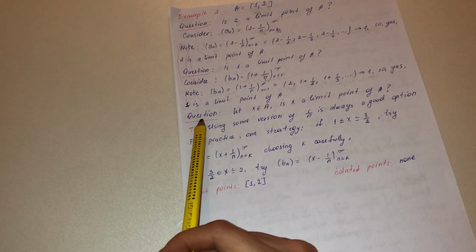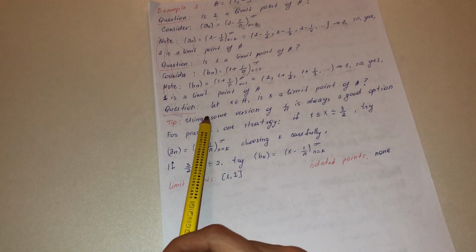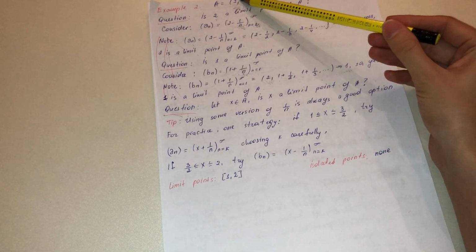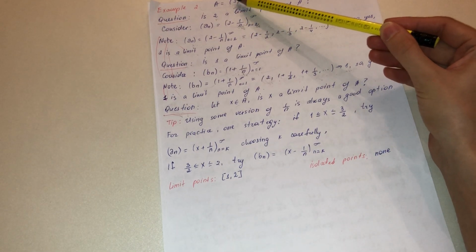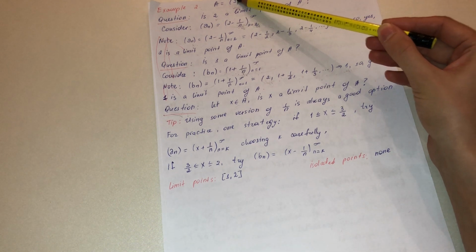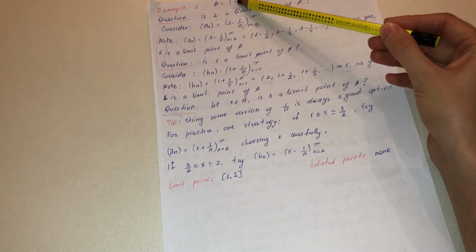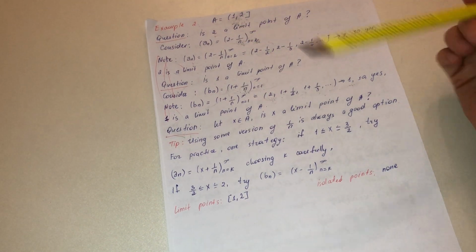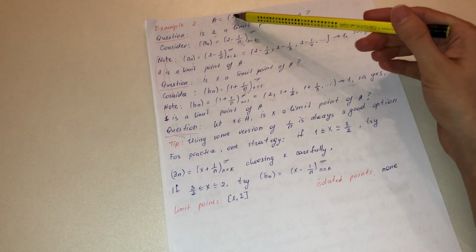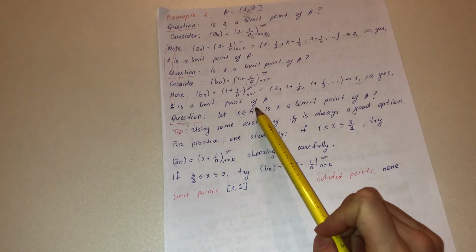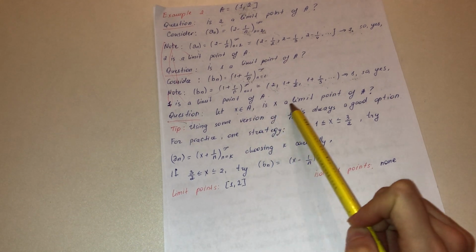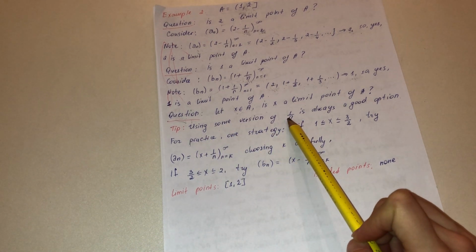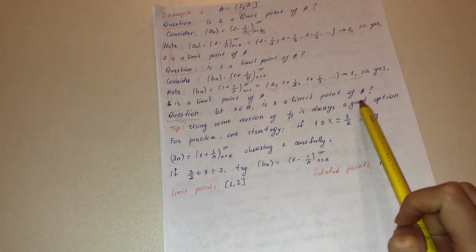So another question: let x be from A. It means that in the middle of 1 and 2, it can be 1.5 or 1.75 and so on. Any x between 1 and 2. Is any x from A a limit point of A? Using some version of, as I said, 1 over n is always a good option.